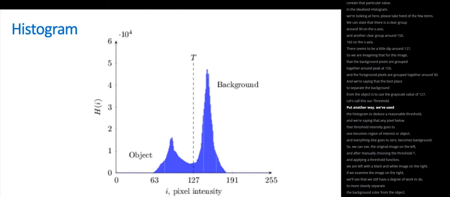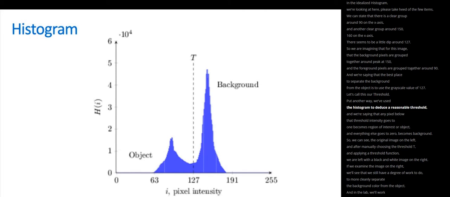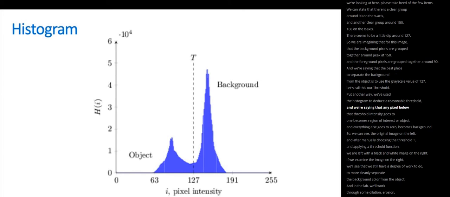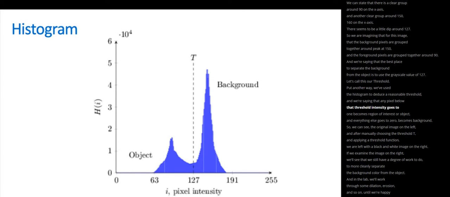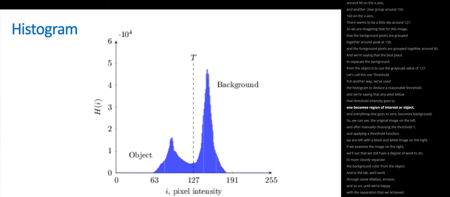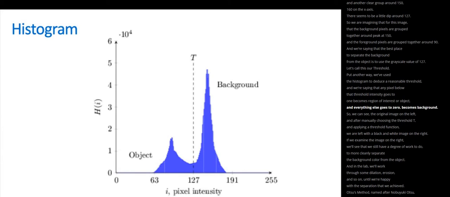Put another way, we've used the histogram to deduce a reasonable threshold, and we're saying that any pixel below that threshold intensity goes to 1, becomes region of interest or object, and everything else goes to 0, becomes background.